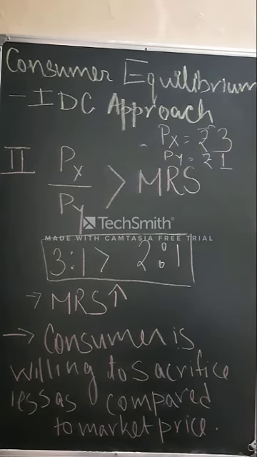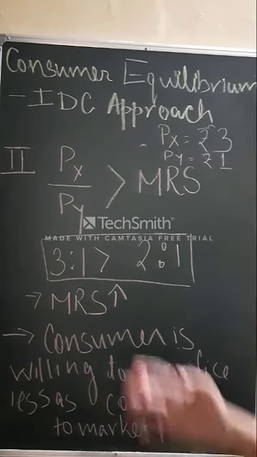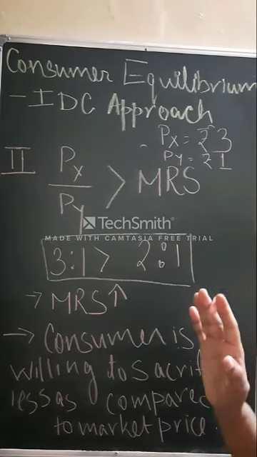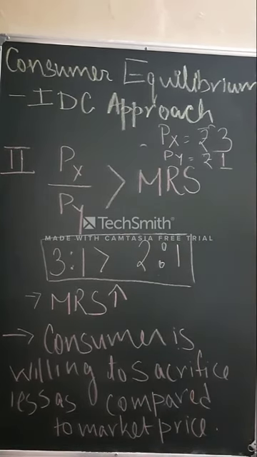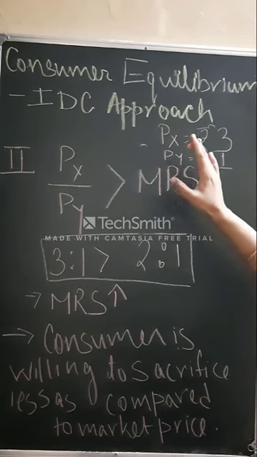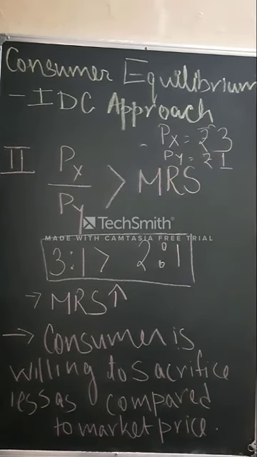Again I am repeating, to gain the equilibrium position, the conditions are the slope of the budget line should be equal to the slope of indifference curve, that is the Px by Py should be equal to the delta y by delta x, where the budget line is tangent to the indifference curve. This is all about the consumer equilibrium ordinal approach, indifference curve approach.